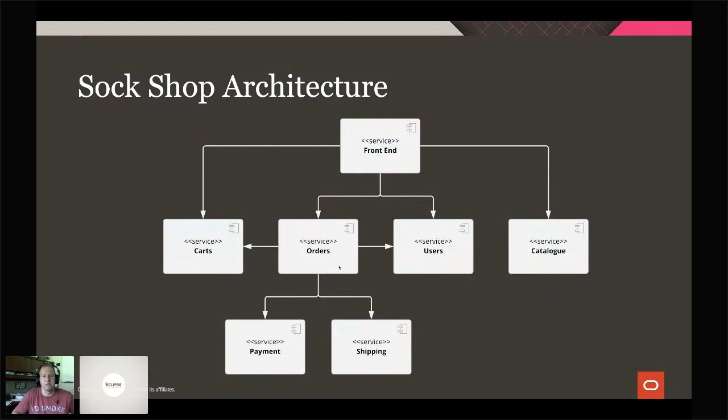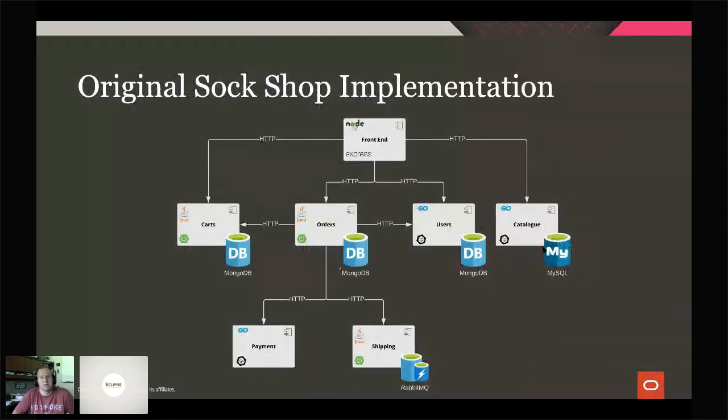So it has a number of independent services. They're all packaged into Docker images, and then the original demo had a number of different ways to run it, because back then Kubernetes was not the de facto standard for running these types of applications. But basically, it had one front-end service, and then a number of back-end services. The service to manage shopping carts, to manage orders, users, product catalog, and then also to process payments, and to create shipments. So the original implementation of that application used Node and Express to implement the front end.